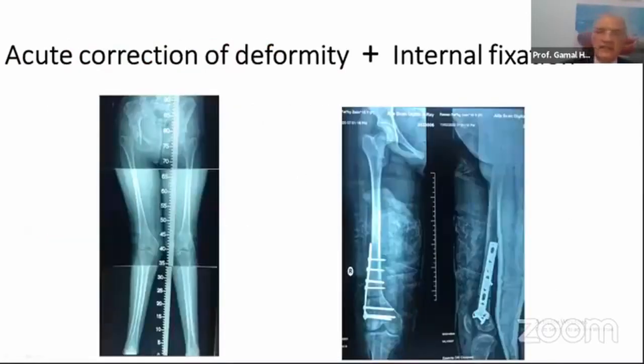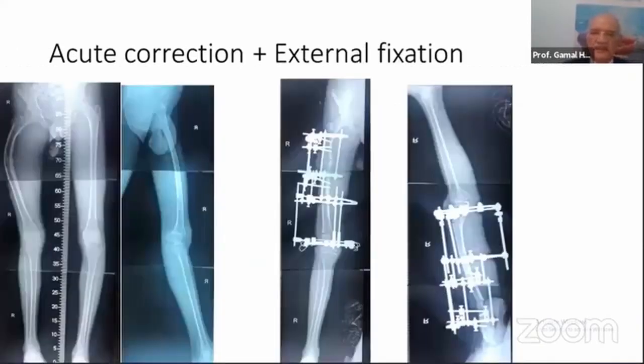We can correct the deformity with acute correction, or gradual correction, or gradual and acute correction. Both are valid. It depends upon the clinical situation. In such a case, you have a valgus deformity and acute correction using a plate, not external fixation. So you can use internal fixation to correct the deformity. Don't be dogmatic. You can use acute correction using external fixation. Look to this patient. You have a C-shaped deformity.